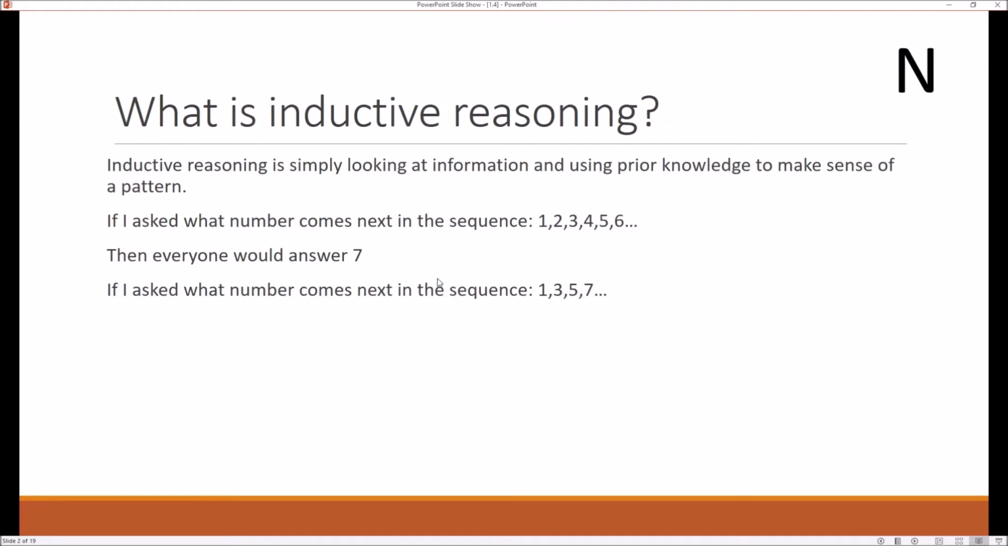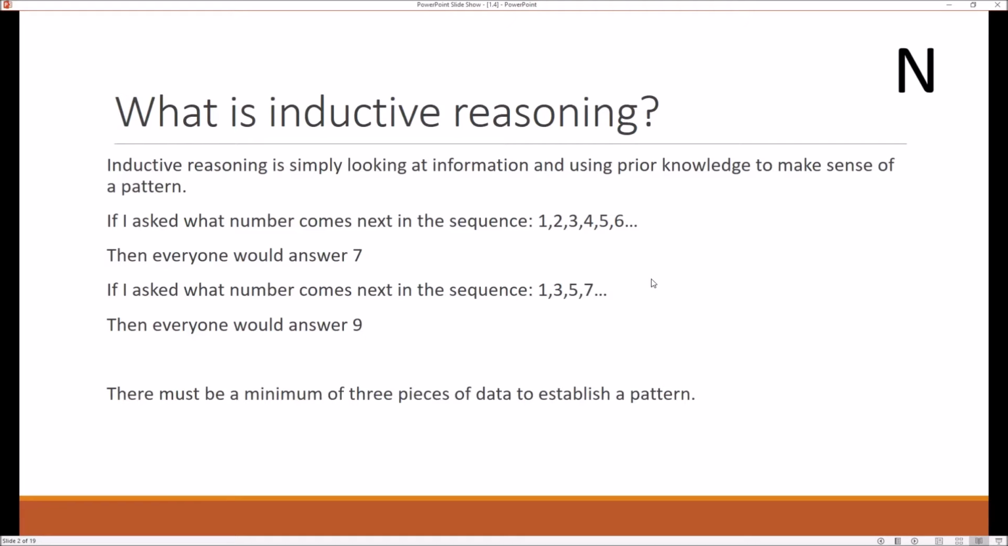Now if I gave you this one, 1, 3, 5, 7, what do we have there? Looks like the odds. Or you take a term and add 2 to get the next one, with your most current term. So 1 plus 2 is 3, 3 plus 2 is 5, 5 plus 2 is 7. We can use inductive reasoning to say that 9 should be next. That's pretty easy, right? Just plus 2, plus 2, plus 2.